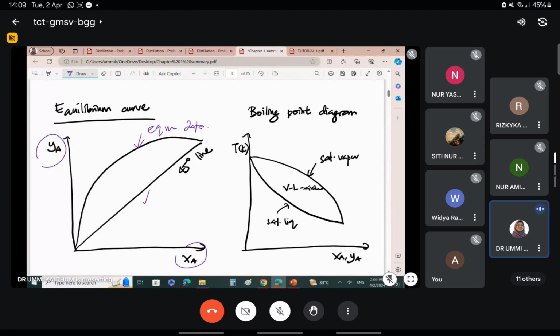Satu lagi, the relation between vapor and liquid, kita boleh guna boiling point diagram. Okay, boiling point diagram, we plot temperature versus XA, YA. Okay, XA is mole fraction in liquid phase and YA is mole fraction in vapor phase. Okay.